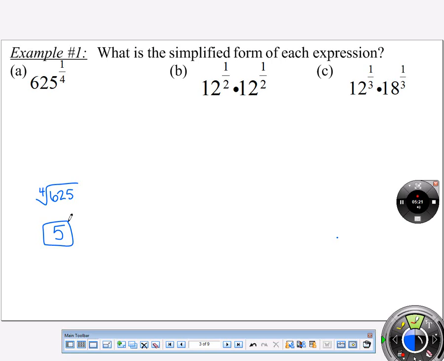Let me ask you guys something. If I had x to the 3rd times x to the 2nd, what would that simplify to be? X to the 5th. This part stayed x, and then these added together to make 5. So if I have 12 to the 1/2 times 12 to the 1/2, he's correct that we can add the exponents because the base is the same, and 1/2 plus 1/2 is 2/2, or 1. So the exponent is 1, but what base is that on?